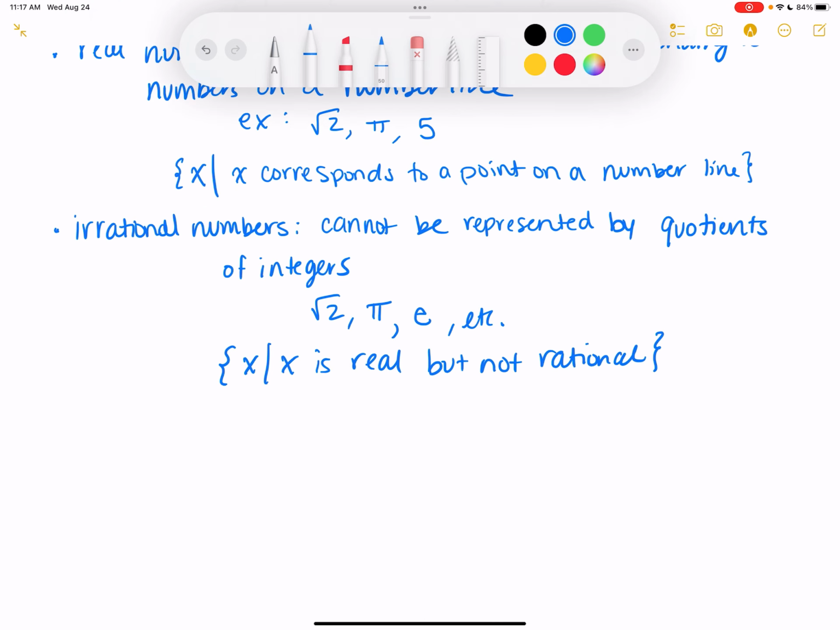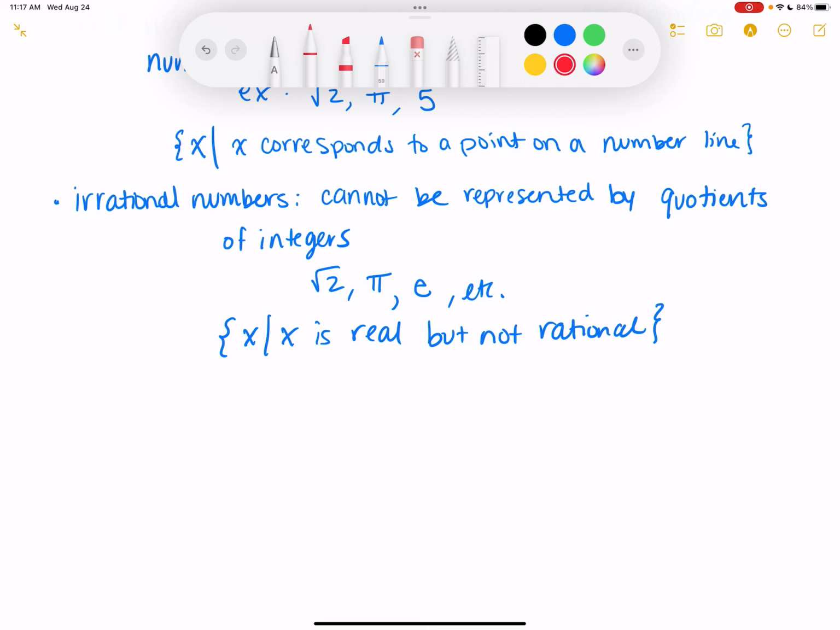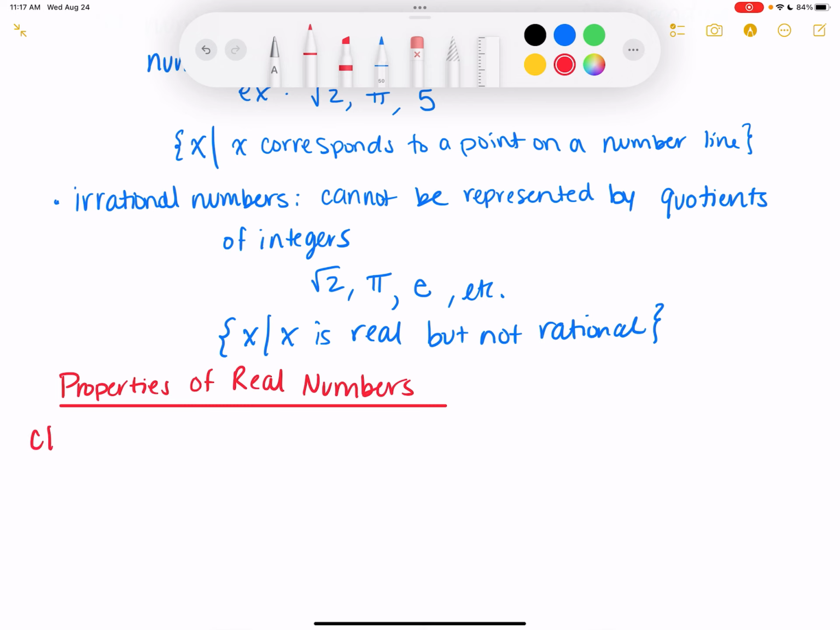All right, so then some properties of real numbers, which you've probably seen before, but just as a refresher. A review. Properties of real numbers, we have first closure, which is just that a plus b is real and ab is real.